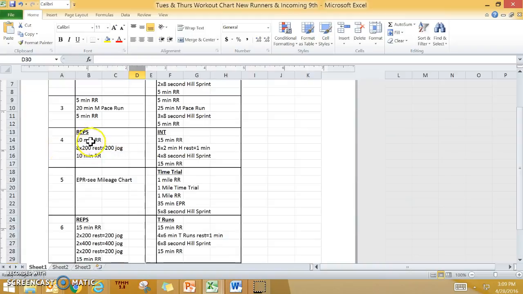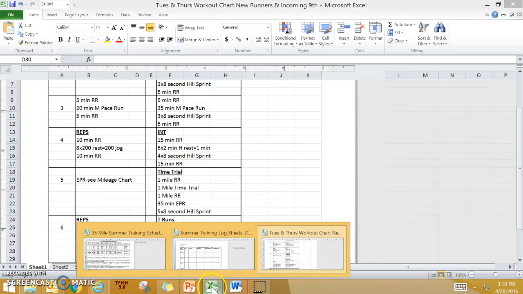Week 4 on Tuesday, I have reps. That means I have a 10-minute recovery run, 8 200s with a rest between each 200 of a 200-meter jog, and then I have another 10-minute recovery run. Most of our incoming freshman new runners, you'll be running by minutes, not by miles or distance as much. Okay, so I need to know my paces. What's my recovery run pace? What's my rep pace for 200s?